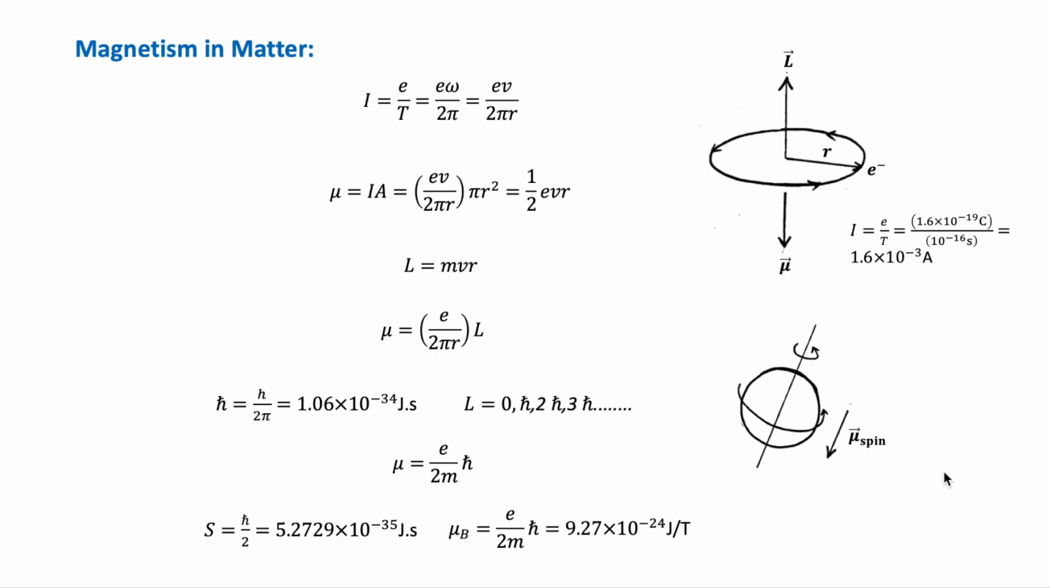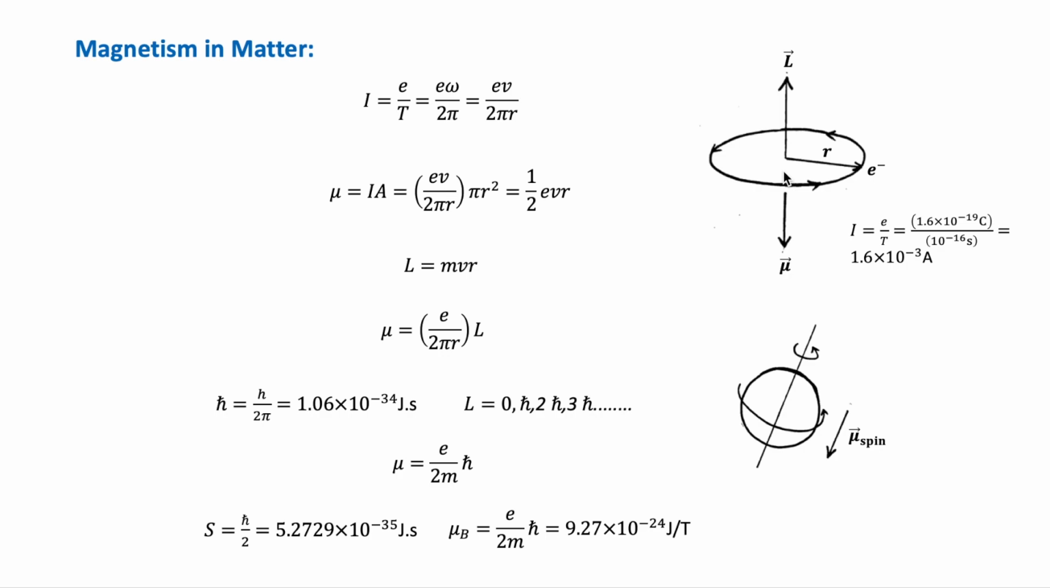So the current produced by the orbiting electron is I equal to e over T, equal to e omega over 2 pi, which is equal to e v over 2 pi r. The magnetic moment of this current loop is IA, the current times the area of the circle, which is equal to half e v r. Since the angular momentum of the electron is given by m v r, we may express the magnetic moment in terms of L as mu equal to e over 2m times L. Note that both the vectors mu and L are perpendicular to the plane of the orbit.